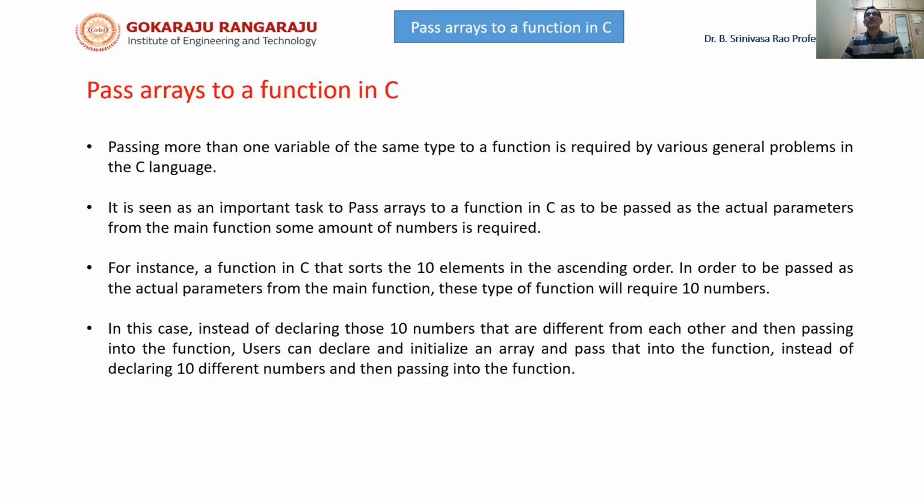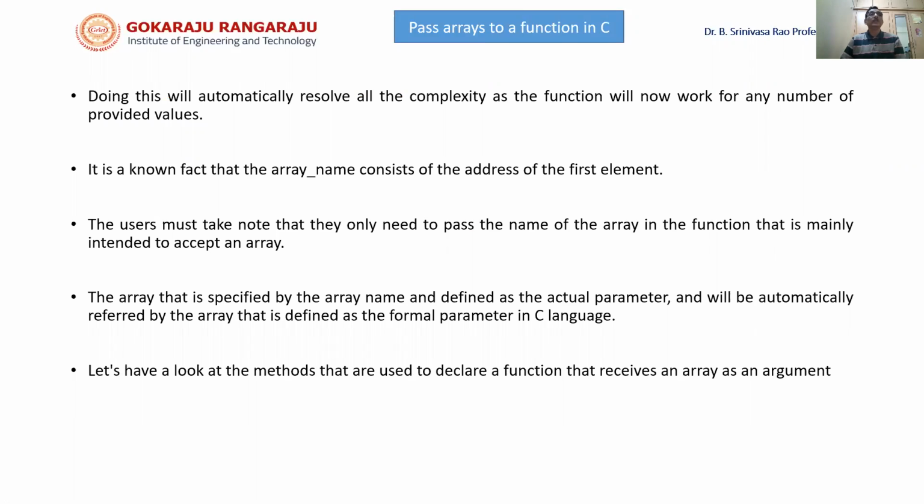In order to be passed as the actual parameters from the main function, this type of function will require 10 numbers. In this case, instead of declaring those 10 numbers as different variables and then passing them into the function, the user can declare and initialize an array and pass that into the function. Doing this will automatically resolve all the complexity, as the function will now work for any number of provided values.